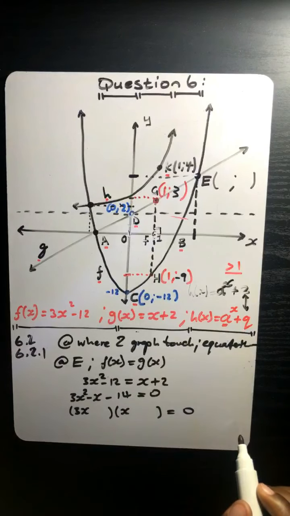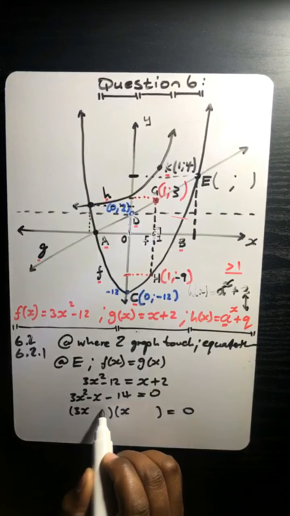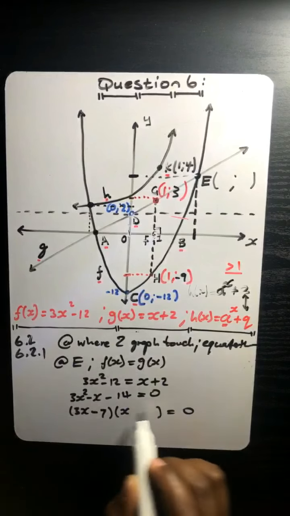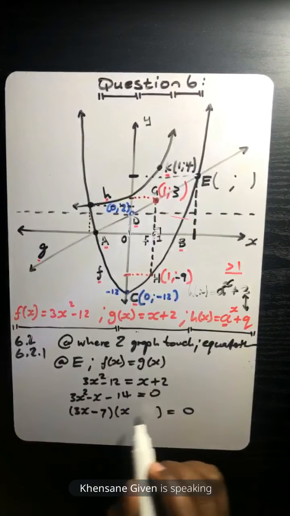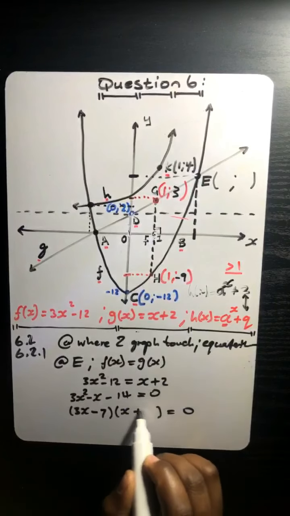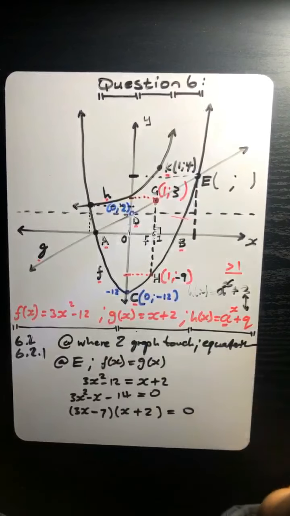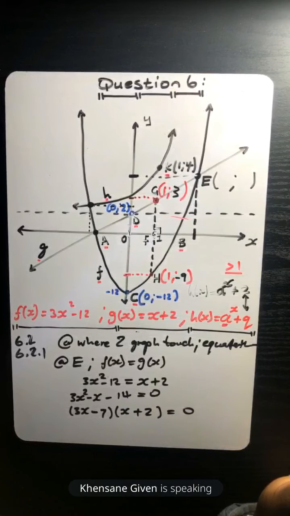Let's see. So I think it's 3x minus 7. So the factors, we have minus 7, and then here plus 2. 100%. Did you use a quadratic formula? No, sir. I don't just cheat.